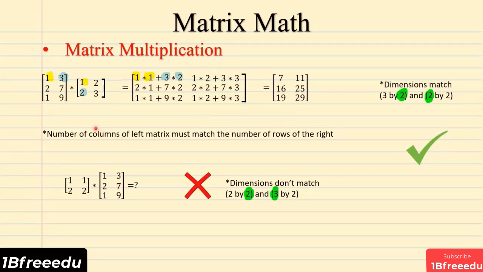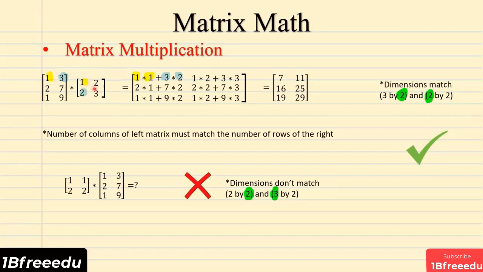As far as carrying out the actual operation, we proceed as follows. I went ahead and highlighted some of the entries to see what is actually happening in the multiplication. So first, let's see, 1 times 1, and then we multiply 3 times 2, we add those up, we get the first element. Similarly, to get 11, which is the element in the first row and second column, we simply repeat the previous operation: 1 times 2 plus 3 times 3.